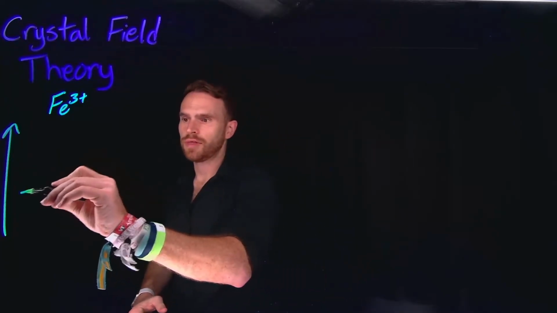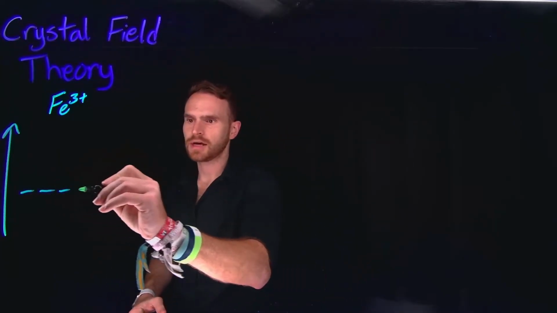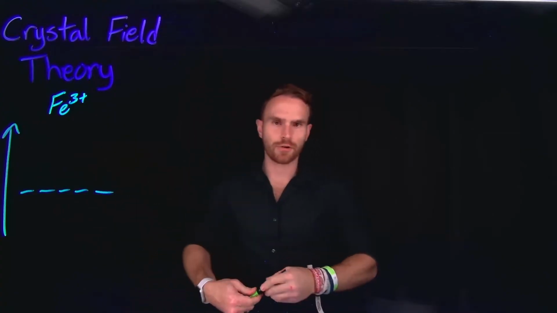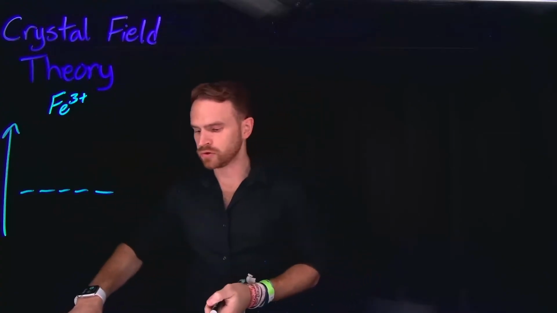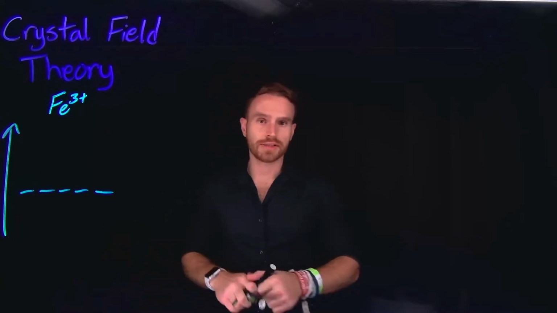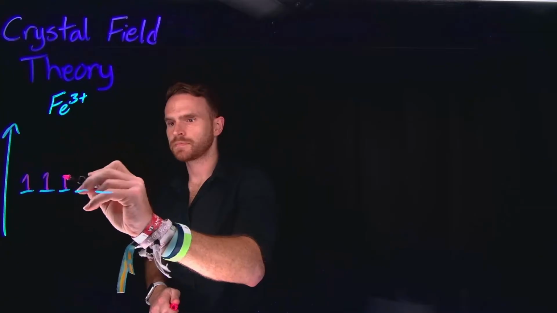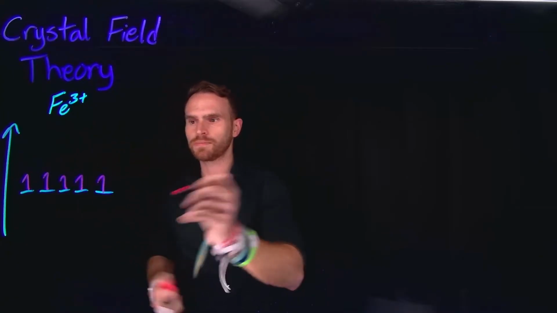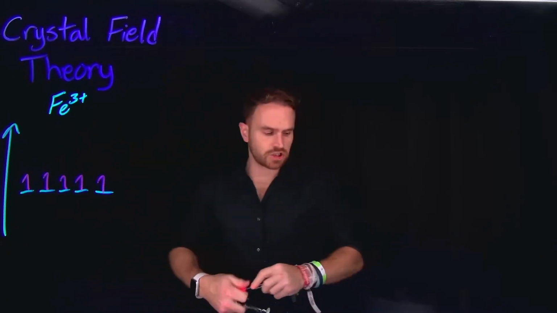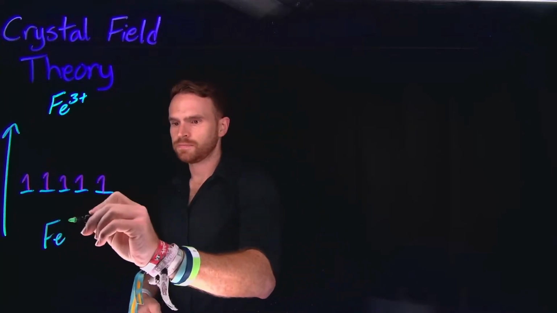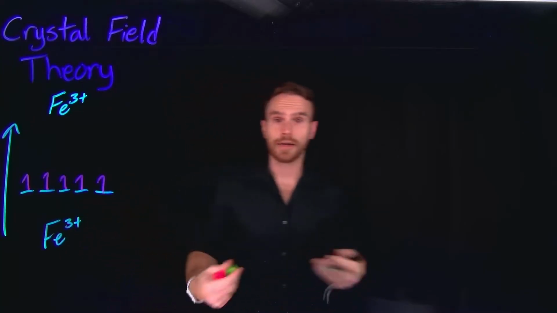So we know that when iron is just by itself, in a vacuum, for example, we have our 5 degenerate d orbitals, and we would place electrons in those 5 degenerate d orbitals, all going in the same direction. Okay? So this would be for iron 3 plus, and this is just a single iron 3 plus ion in a vacuum.